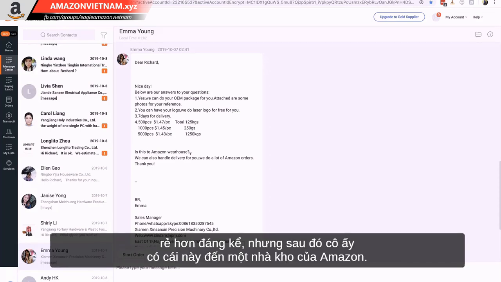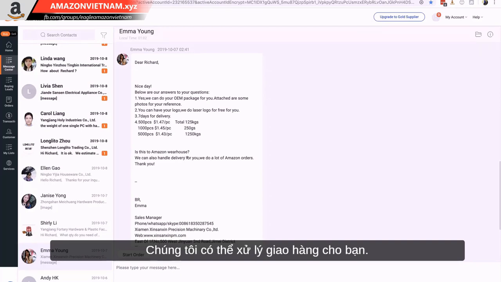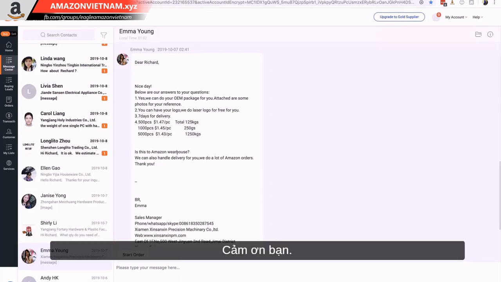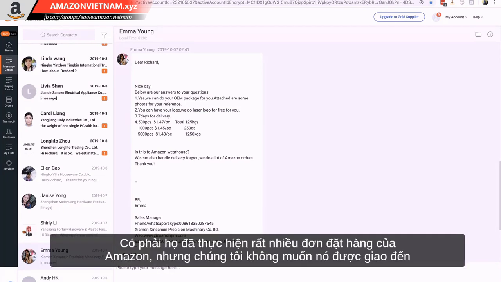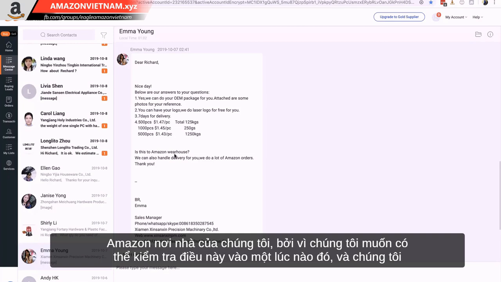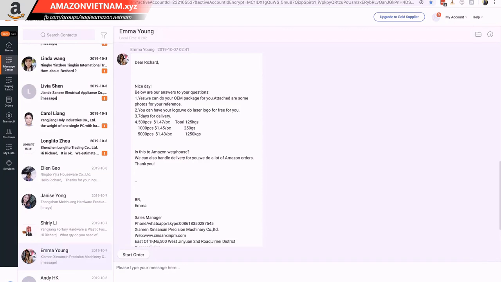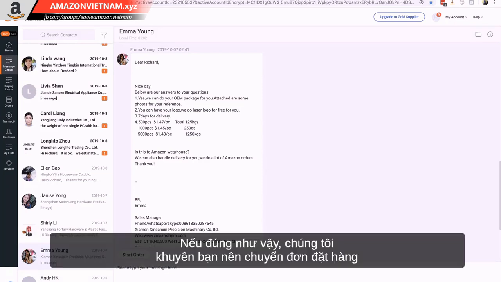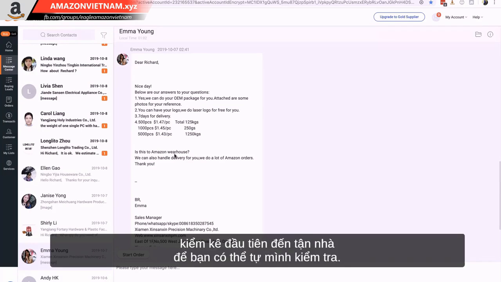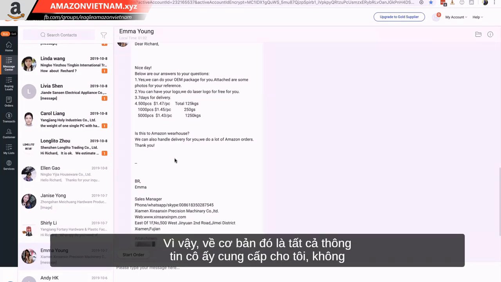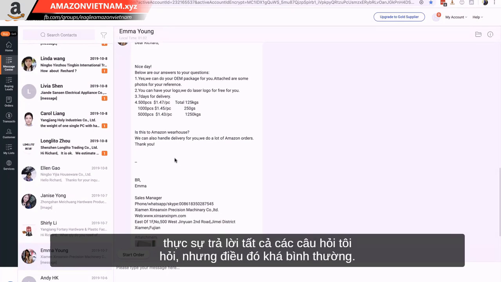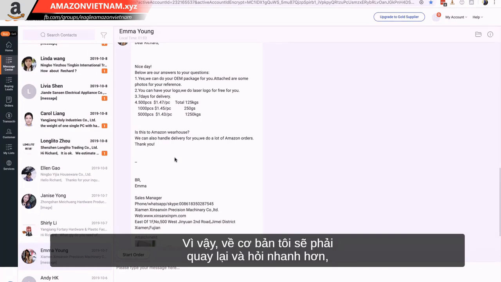But then is this to an Amazon warehouse? We can handle delivery for you. We do a lot of Amazon orders, thank you. So that's a fairly good sign that they do a lot of Amazon orders, but we don't want it delivered to an Amazon warehouse because we want to be able to inspect this at some point. And we're probably going to use a freight forwarder if we don't live in the US. If we do, we recommend your first inventory order goes to your house so you can inspect it yourself. So that's basically all the information she gave me, which didn't actually answer all the questions I asked, but that's fairly normal. So basically I would have to go back and ask some more questions.